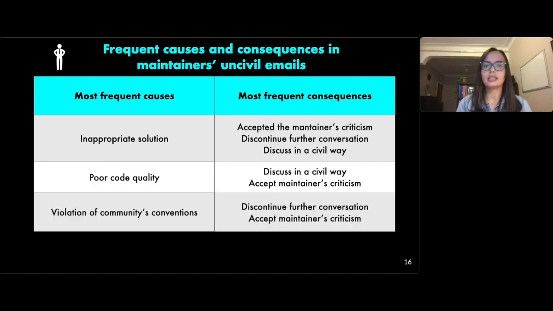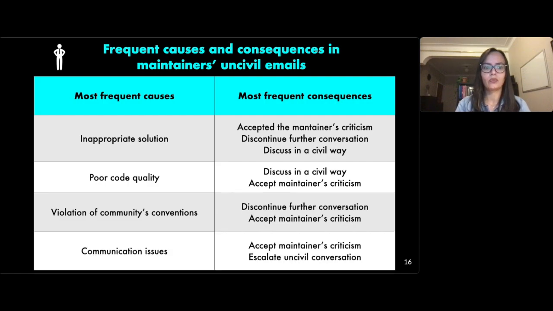Maintainers were also uncivil because developers were violating the community conventions. And when that happened, developers often discontinued further conversation or accepted the maintainer's criticism. Also, maintainers' uncivil comments were sometimes triggered by being misinterpreted by developers. And the most frequent consequences were the acceptance of the maintainer's criticism and also escalating the uncivil conversation.